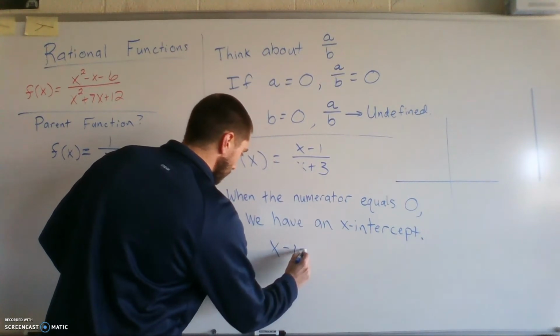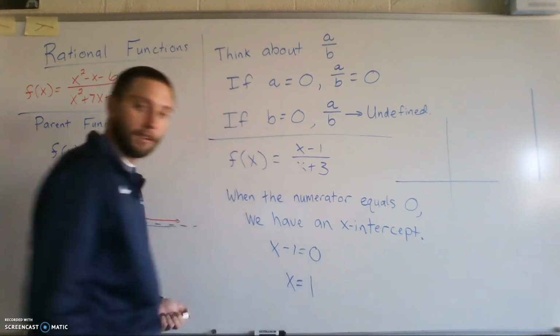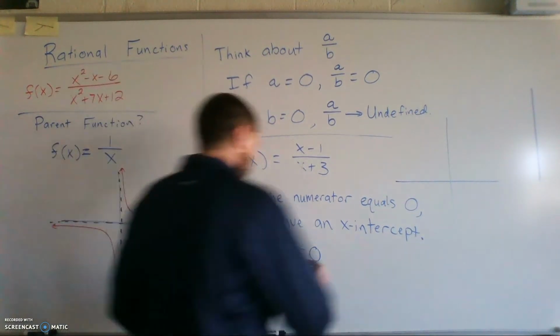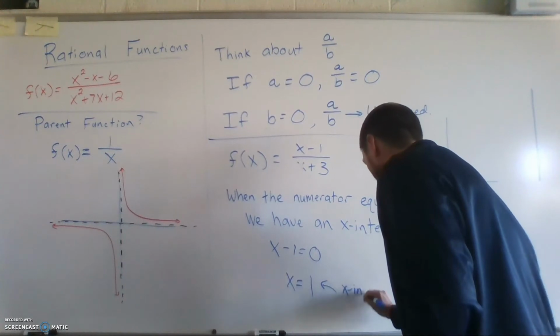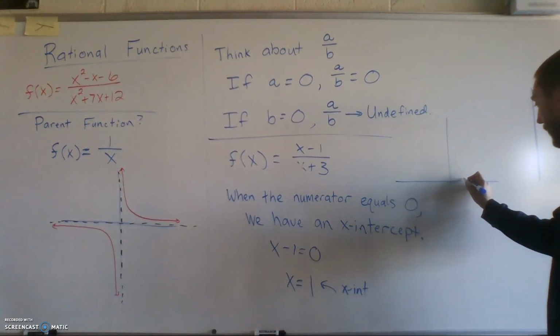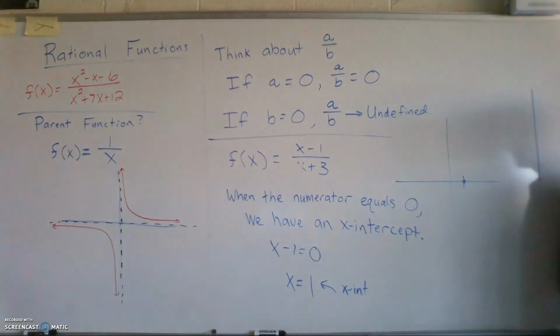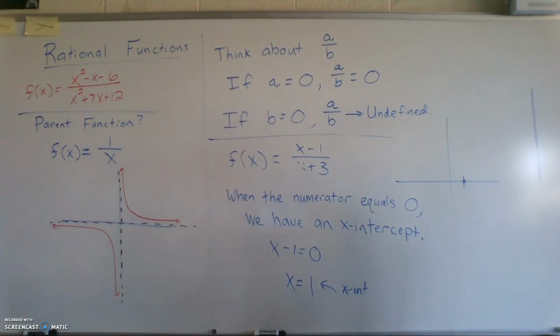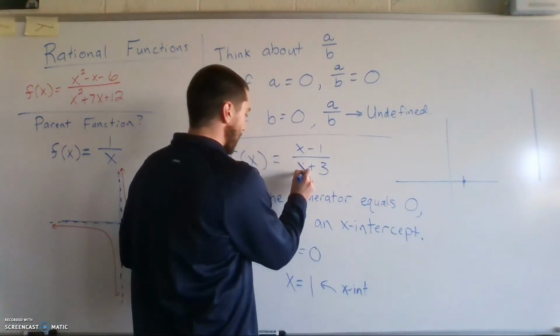So what is going to make the top equal to 0? Well, I could just set the top equal to 0. x minus 1 equals 0, which means x equals 1. What's happening at x equals 1? This is going to be an x-intercept. Okay, so I don't know what the rest of the graph looks like, but I know when I graph this, I'm going to have an x-intercept at 1. So when the top equals 0, we have an x-intercept.